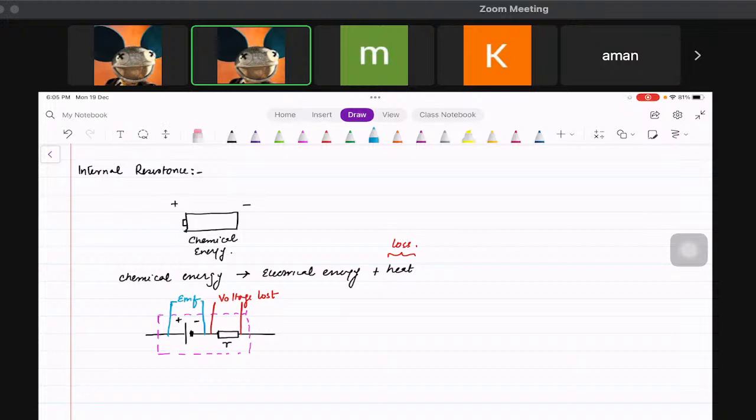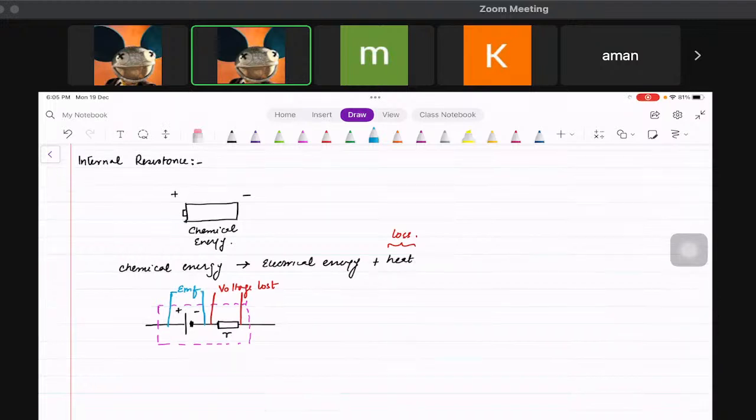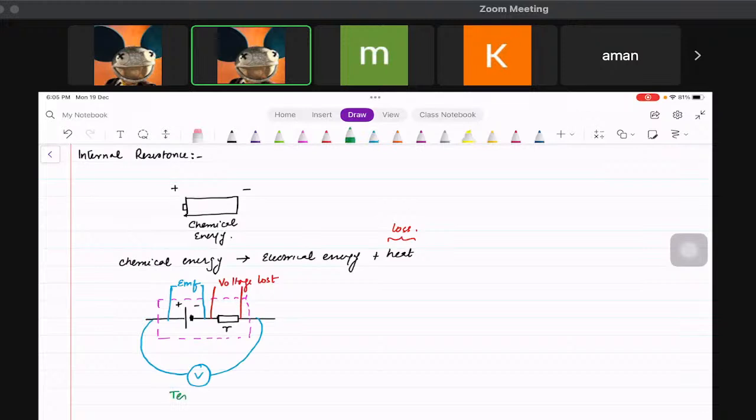Okay, and outside the battery, if you connect a voltmeter outside the battery like this, this part gives you the terminal potential difference, or let's write terminal voltage. It tells you what the remaining voltage is that you can use for the components to run. Also called terminal potential difference.